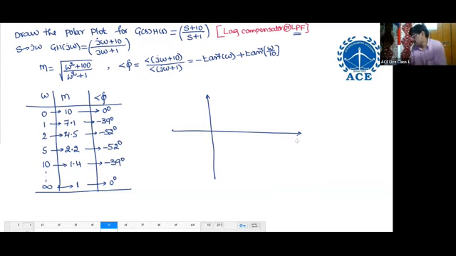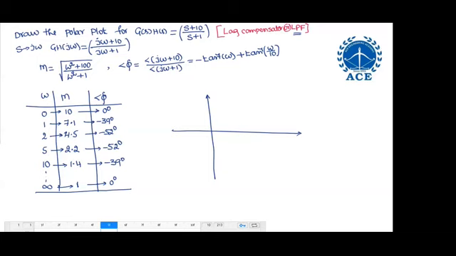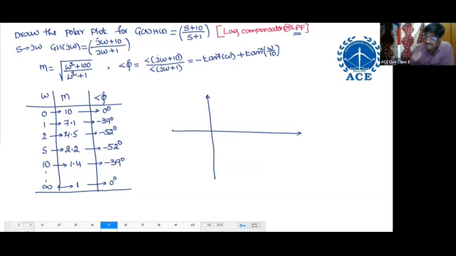So what is the plot? Come on, draw it, all of you. Try. At omega 0, the angle is 0 degrees and the magnitude is 10. Next, omega 1, minus 39 degrees.